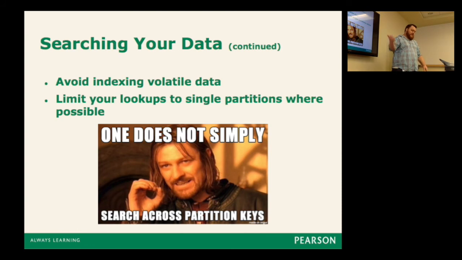Searching your data. Avoid indexing volatile data. Like I said, if you index volatile data, it's hard for Cassandra to store that in an efficient manner. Limit your lookups to a single partition where possible. This all has to do back to that Tombstone thing we're going to get to.